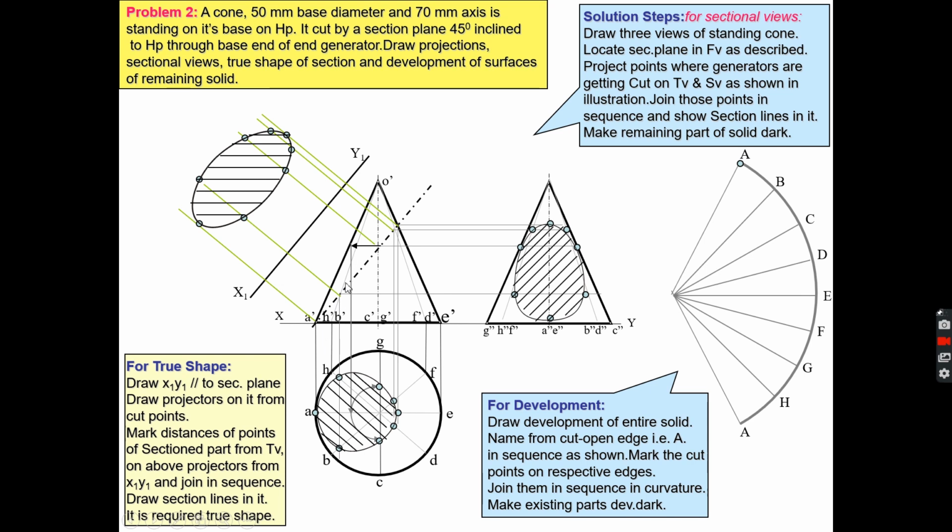Again, this generator is not showing you the true shape of the generator. Like in the previous problem, your slant edge is not showing the true slant length. Similarly, here this generator OH and OB, and again OC and OG, OF and OD, all these generators are not showing you the true shape of the generator.